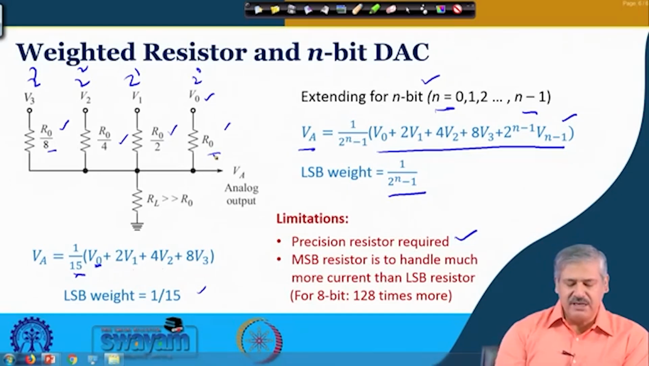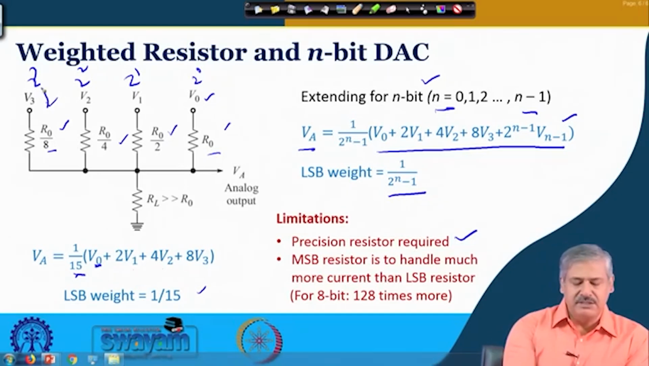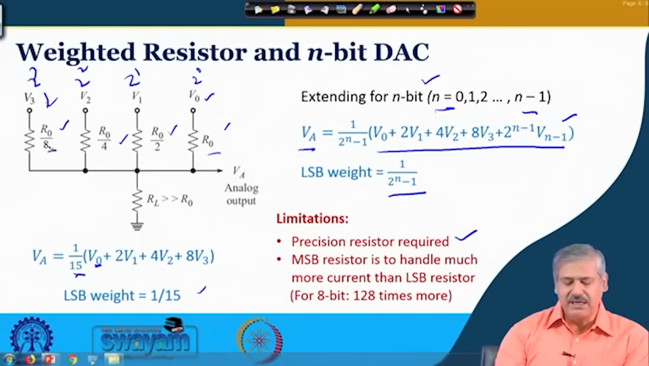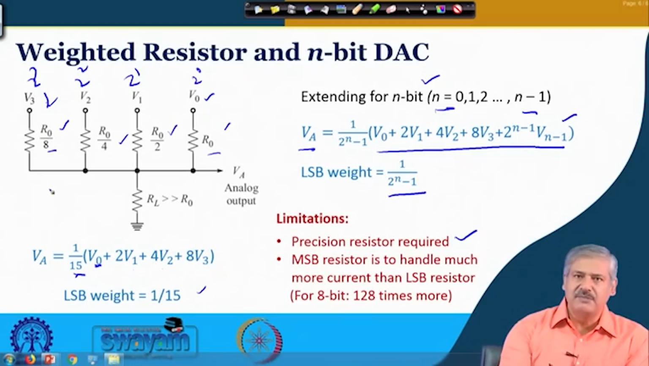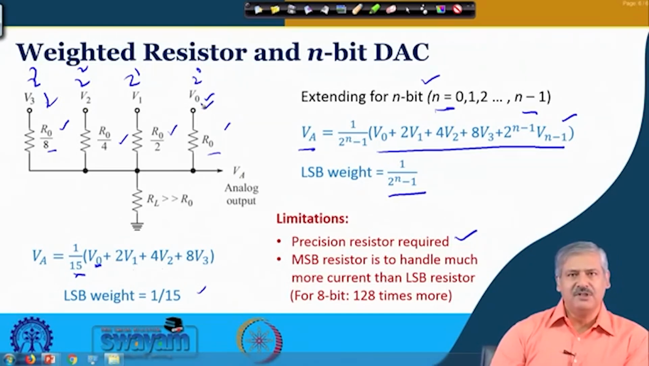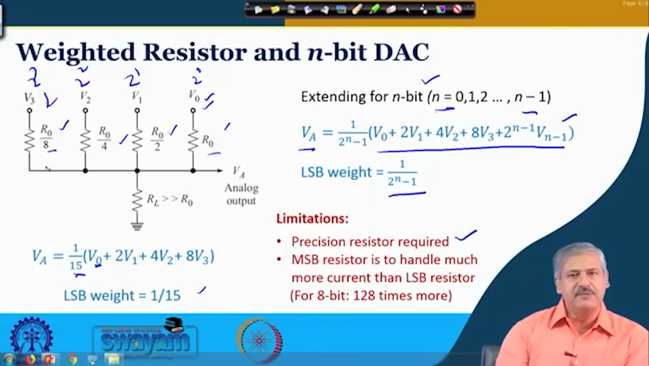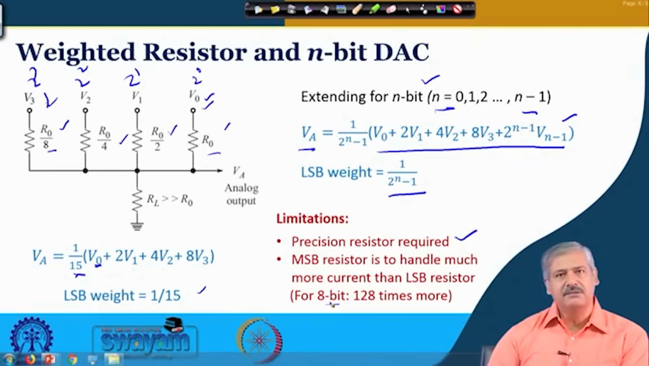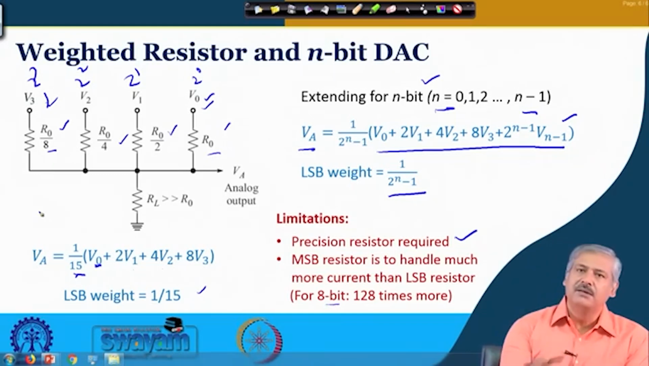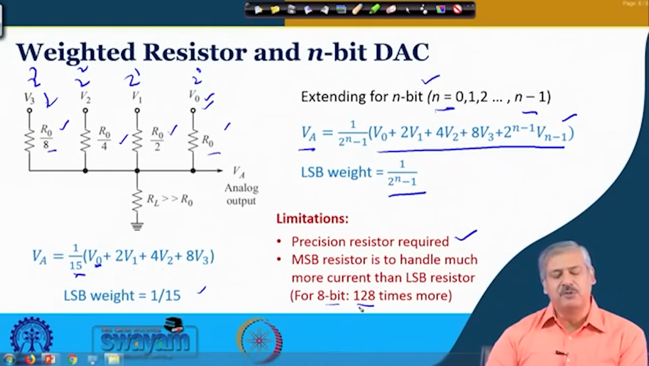Okay. So, how much current is taken? So, this is 7 volt and this is 7 volt. So, this is 1 upon 8, right. So, the current is as many times higher than this one, right. So, for MSB, if it is a 4 bit case, it is 8 times more. If it is an 8 bit case, it will be 2 to the power 7, because it is 2 to the power n minus 1. So, 128 times more current will be flowing through the MSB resistor, right.